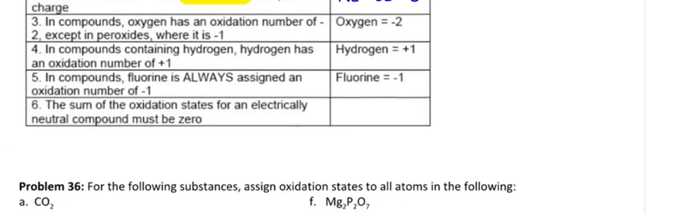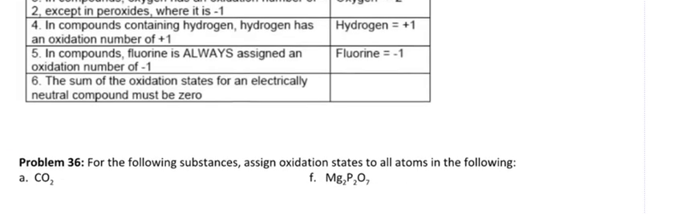I'm actually going to go left to right here, so I'm not going to go down and then over again. I'm just going to do carbon dioxide and then this magnesium compound. Let's see how I set this up. I'm going to use number 6. There's no charge on here, is there? So I'm going to say carbon plus 2 oxygens will add up to 0.